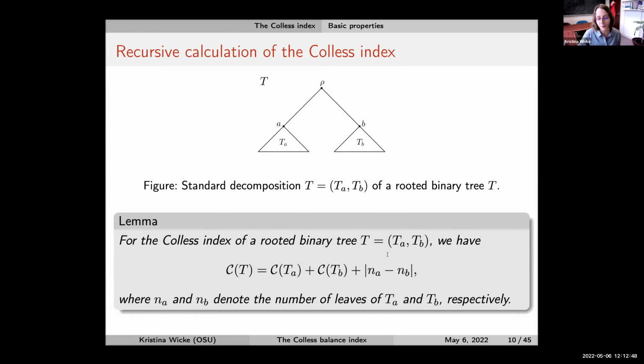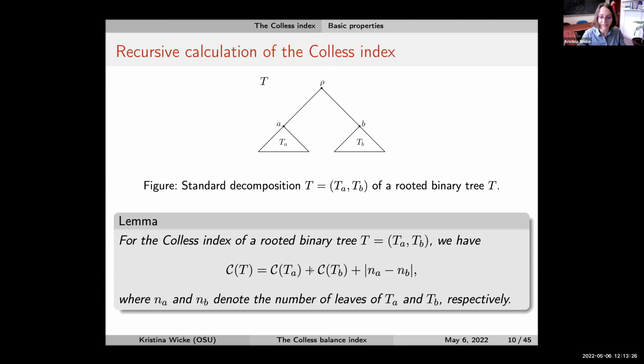The first thing to note is that if we want to calculate the Colless index of a tree T, we can recursively calculate it by calculating the Colless index of its two pending subtrees. So here's a rooted binary tree T with root rho and two pending subtrees TA and TB. And so the Colless index of the whole tree, C(T), is the Colless index of TA plus the Colless index of TB, and then plus this difference in subtree sizes. So NA denotes the number of leaves in TA, and NB denotes the number of leaves in TB.